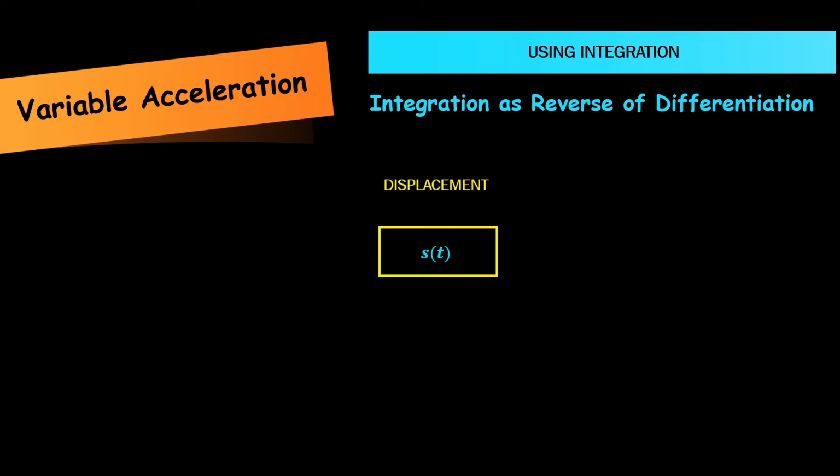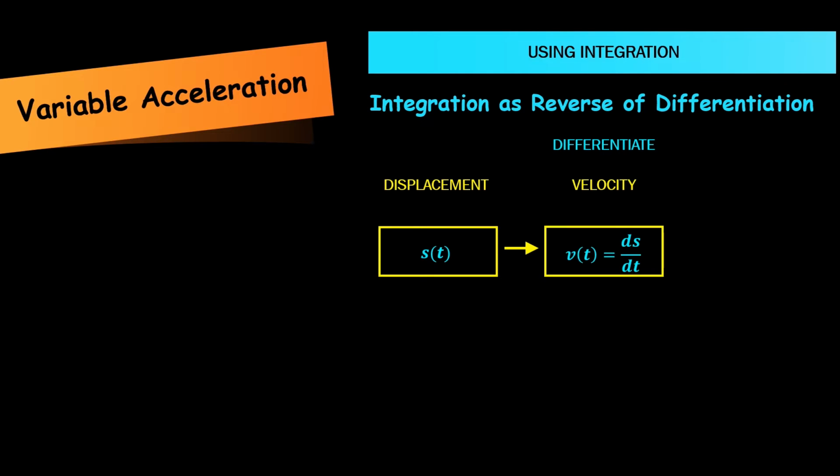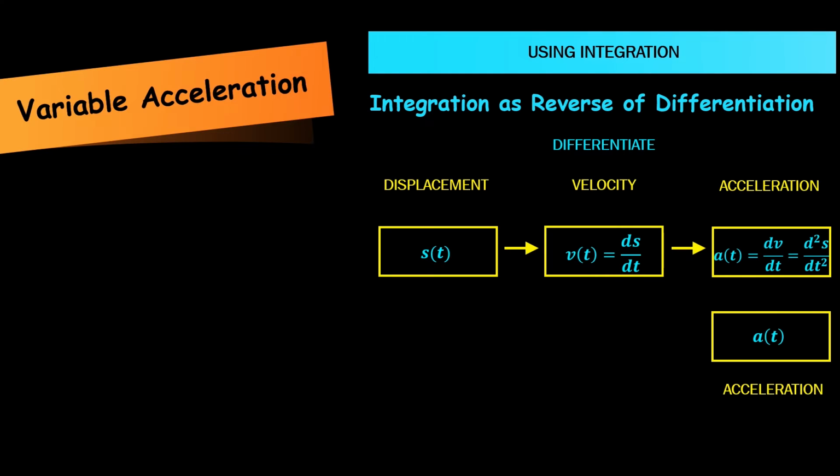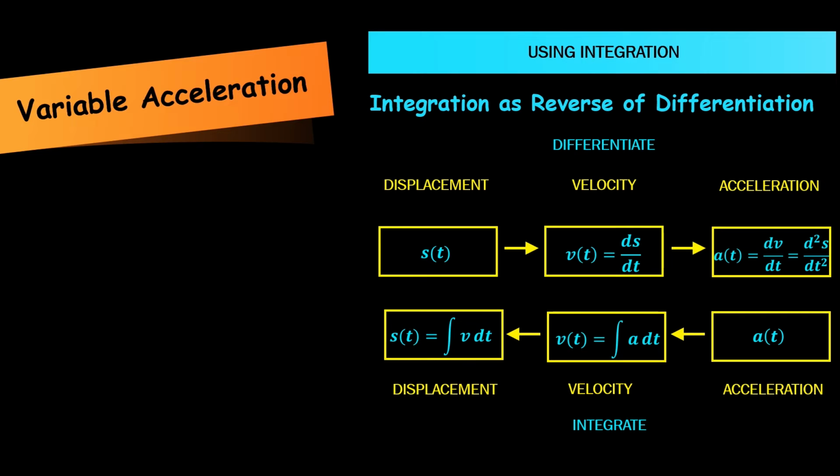So if we begin with displacement s of t, we differentiate to obtain velocity v of t, or this can of course be expressed as ds/dt. And if we differentiate again, this can either be written as dv/dt or d2s/dt squared, and this is of course the acceleration a of t. Now the reverse of this, say if we begin with acceleration a of t, we can integrate now to obtain v of t equals integral a dt. And then if we integrate velocity, then we obtain displacement. So s of t equals the integral of v dt.